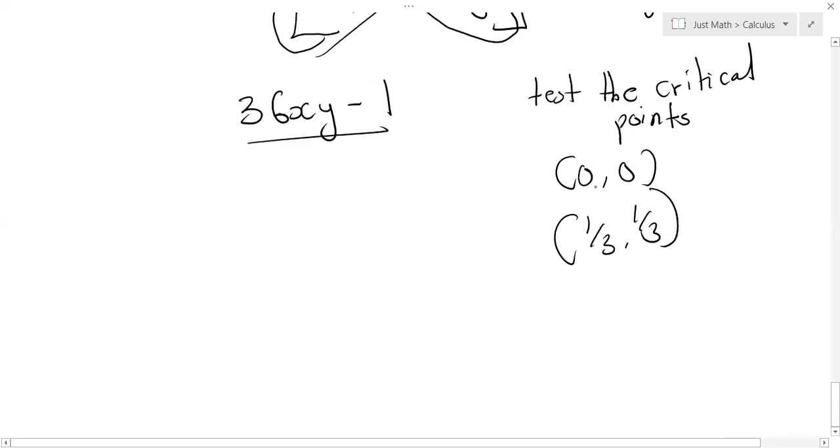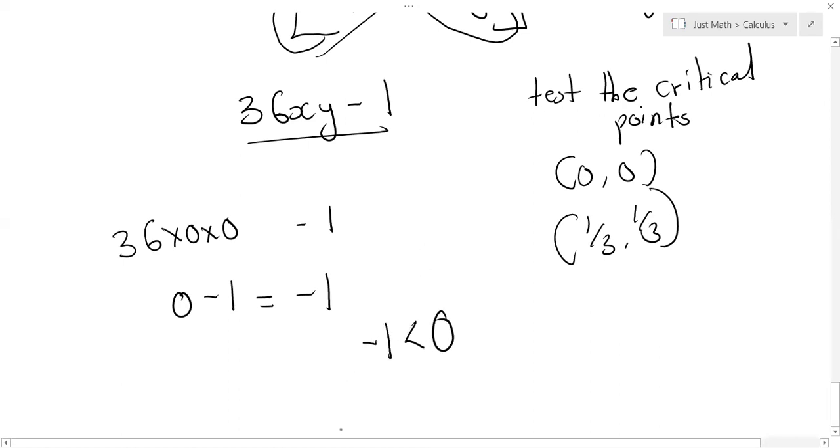Let's start with 0, 0, where x is 0, y is 0. So 36 times 0 times 0 minus 1. Anything times 0 is going to be 0, so this is 0 minus 1, which is minus 1. What does that mean now? When your determinant is less than 0, because minus 1 is less than 0, this means that we have a saddle point.